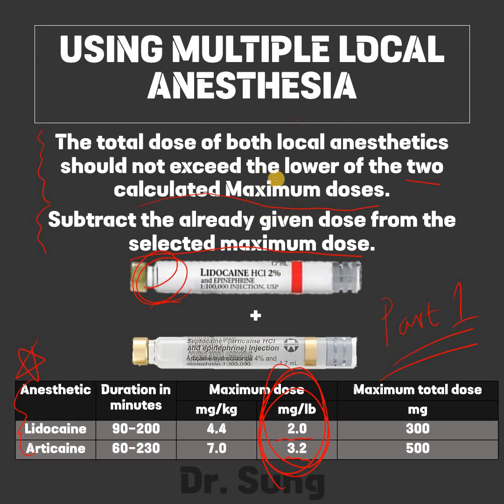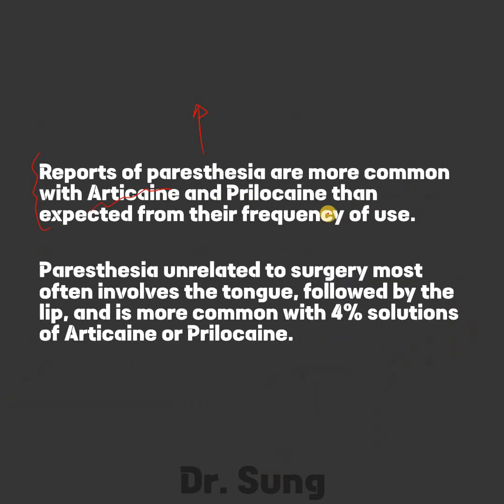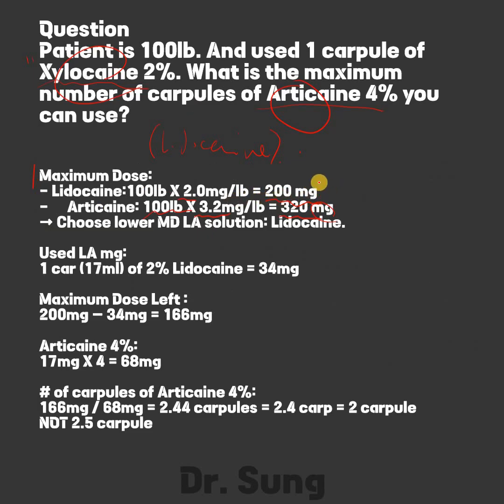As we had here the rule, we choose the lower of the two calculated maximum doses, right? So the one which is lower is of course the lidocaine. So we stick to this, okay? We don't choose Articaine because it is higher, and we should not exceed 200 milligram, okay? For the safe side.